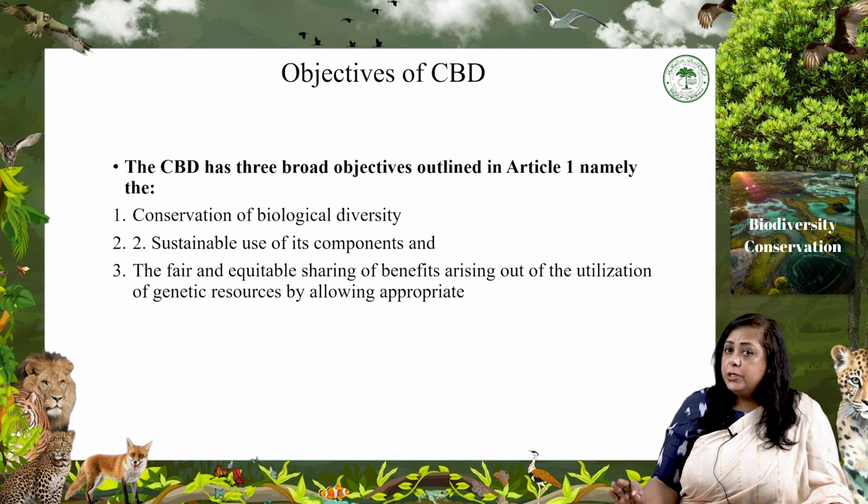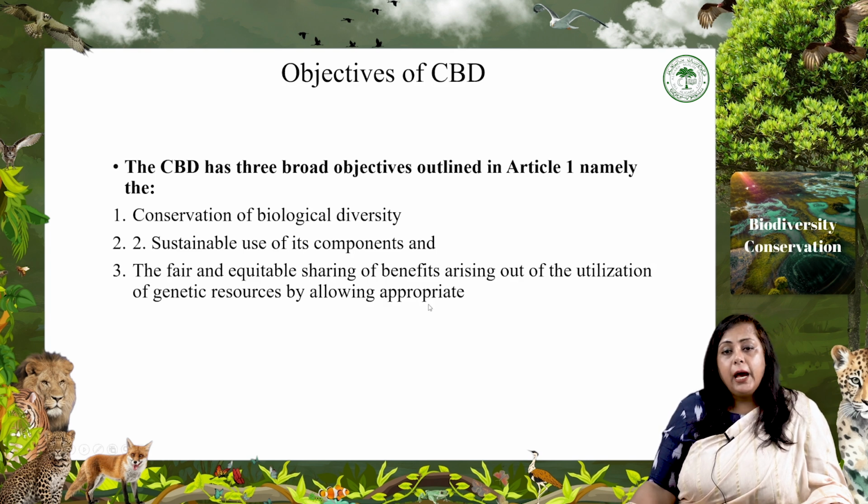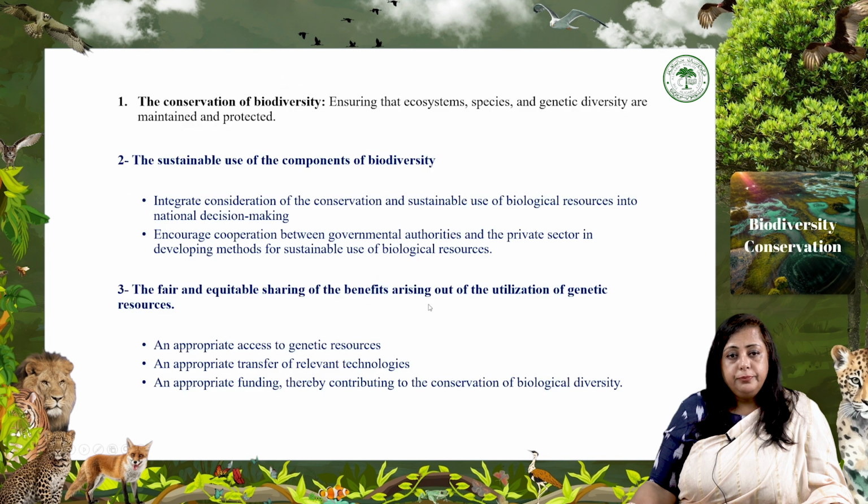There are three main objectives of the CBD. The first is the conservation of biological diversity, two is the sustainable use of its components, and three is the fair and equitable sharing of benefits arising out of the utilization of the genetic resources by allowing appropriate access. The first objective, the conservation of biological diversity, means ensuring that ecosystem, species and genetic diversity are maintained and protected.